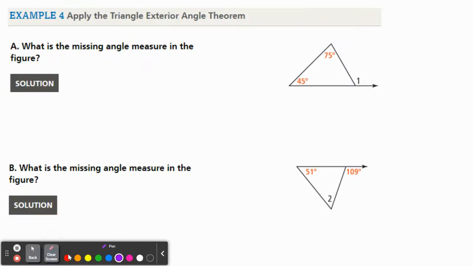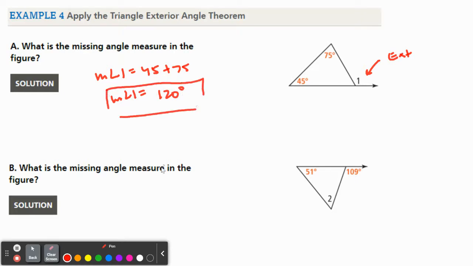All right, so the first question here is, what is the missing angle measure in the figure? So we're looking for angle 1. Angle 1 is an exterior angle. 45 and 75 are the two remote interior angles. So the measure of angle 1 should equal the sum of the two remote interior angles. And if you add 45 and 75, you get 120, and that would be degrees. And that is the measure of angle 1. In the second figure, again, what is the missing angle measure?